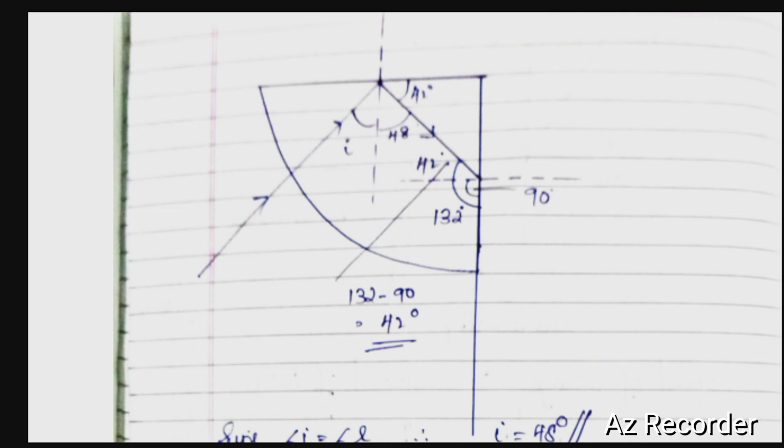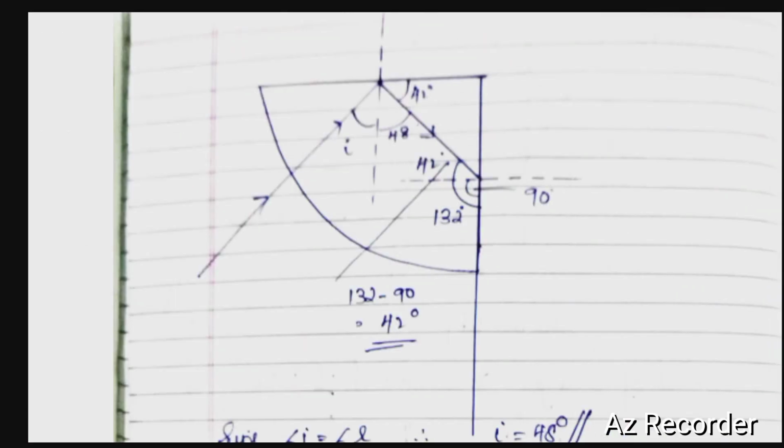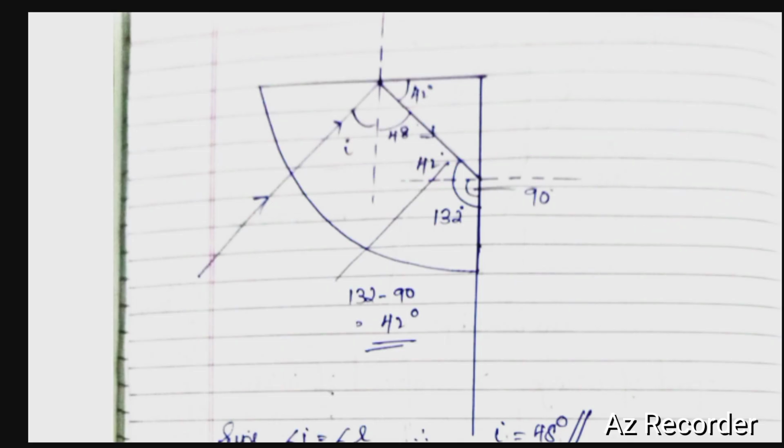Only one piece of information has been given, which is that this angle measurement is 132 degrees. As in the previous question, we know that this particular angle is 90, so this angle will also be 90 degrees. We know that the total sum of the angle is 132. So this angle will be 132 minus 90, which is equal to 42 degrees. That means the angle of incidence at this particular surface is 42 degrees.